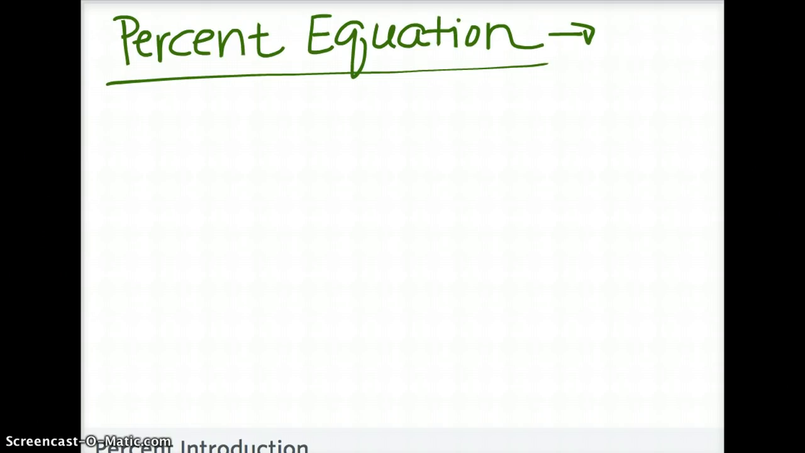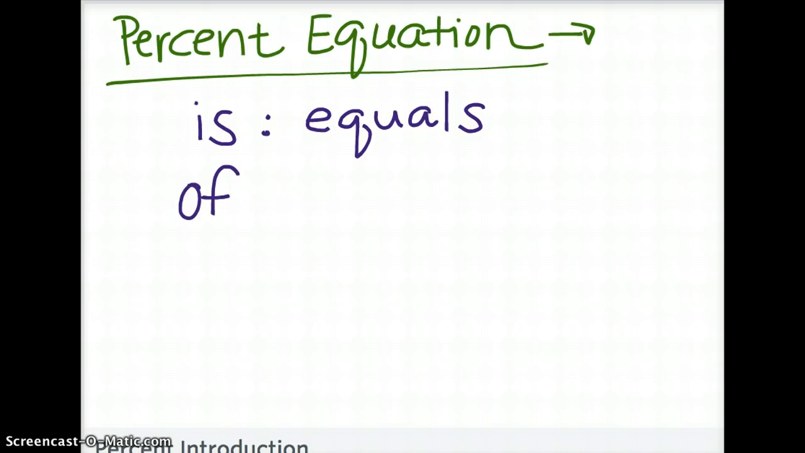Now, there are some key words that you need to know to be able to write a percent equation. The first one I want you to remember is "is." In math, we remember that "is" can mean equals. Another key word that we're going to be working with in math is "of." When you see the word "of," it can mean multiply. So again, "is" can mean equals, "of" can mean multiply.